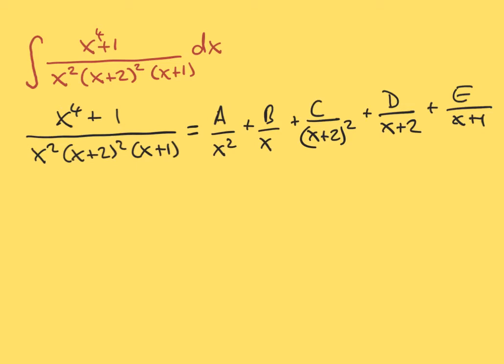And again, if you put this on a common denominator, which must be this denominator here, you would end up getting 5 equations for 5 unknowns, and one could solve them. I'm not going to bother doing it in this video. Let's look at the third example.